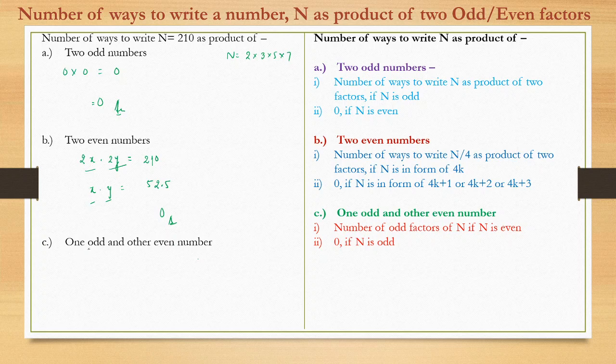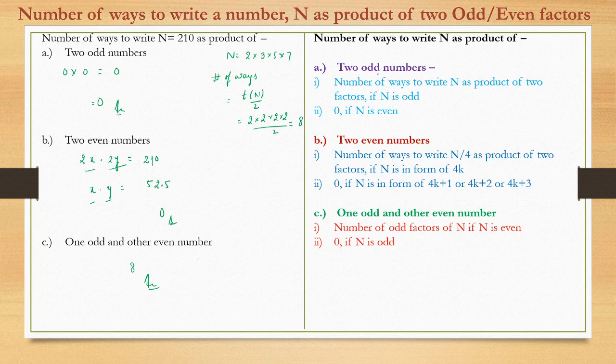Now, whatever remains, and we know the total number of ways of writing n equal to 210 as a product of two factors is what? Tn by 2. Each one of the prime factors has a power of 1. So 2 into 2 into 2 into 2 by 2. So that becomes 8. So whatever the total number of factors is, there will be cases of one odd and the other even. So 8 would be the answer.